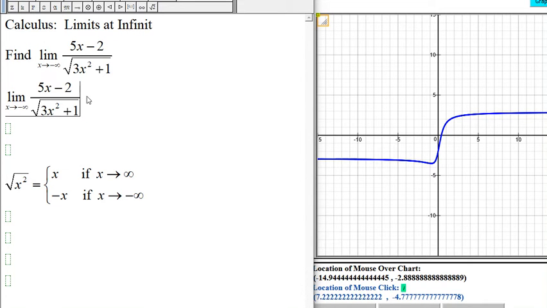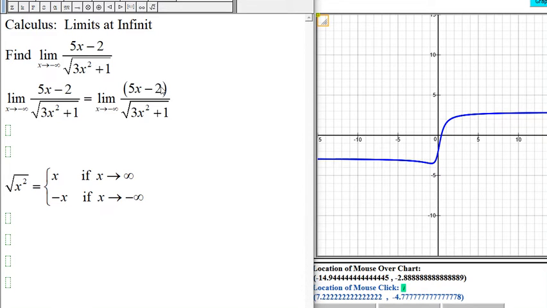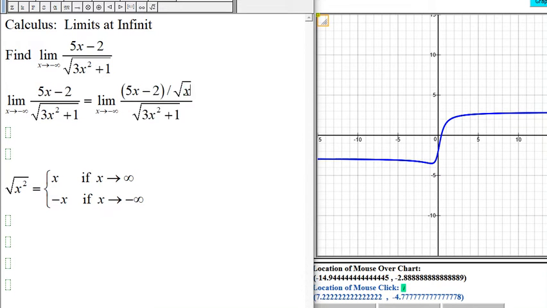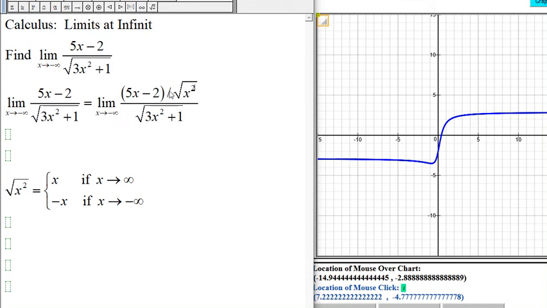And again, for this type of limit, what we want to do is look at the bottom and then find the x with the largest exponent. In this case, it's the x squared, but it's under the square root. And so what we need to do is divide the top and the bottom by the square root of x squared. So we divide the top and the bottom by the same thing, so that means we haven't changed anything.